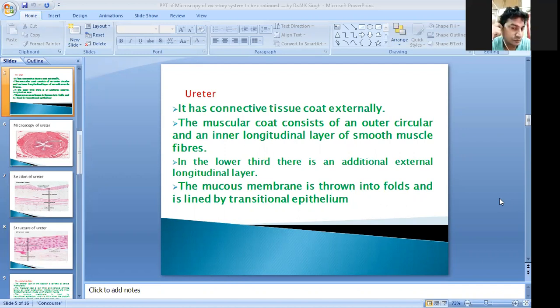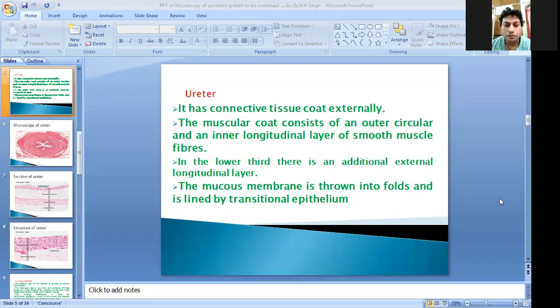All the tubular organs have four layers. They are tunica epithelialis, tunica submucosa, tunica muscularis, and tunica adventitia or serosa, depending upon the tissue. So in case of ureter, the tunica muscularis consists of an outer circular and an inner longitudinal layer of smooth muscle fibers. In the lower third, there is an additional external longitudinal layer. The mucous membrane is thrown into folds and is lined by transitional epithelium.